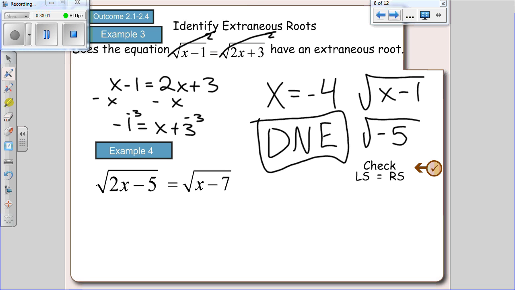Example 4. You can do it on your own. You would square both sides and then solve it out. Nothing much changes. It's the exact same as the question above.